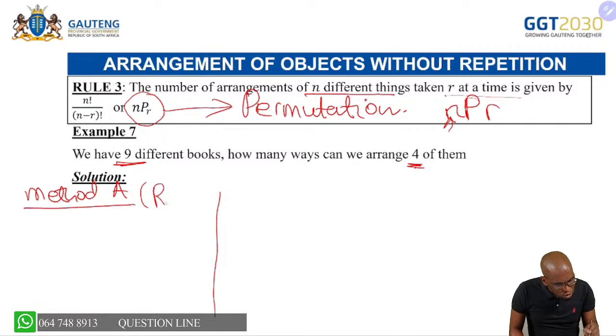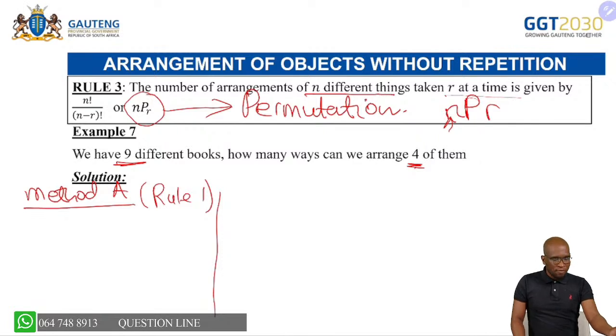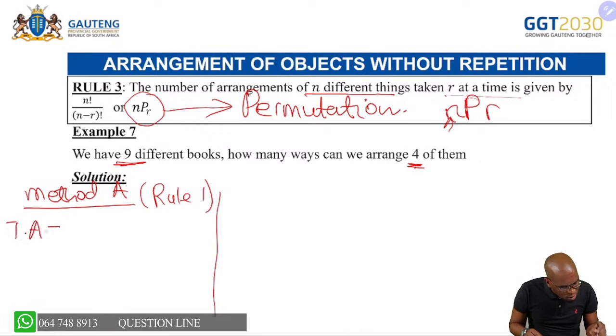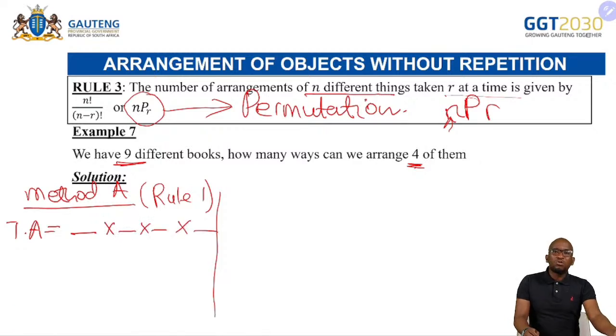We're going to use rule 1. Let us use rule 1, the fundamental counting principle. I have 9 books. I want to arrange only 4. So the total arrangement would be, I want to arrange 4: 1, 2, 3, 4. Because I want to arrange only 4 of them, I'm going to ask myself, how many options do I have of placing the first book in the first position?